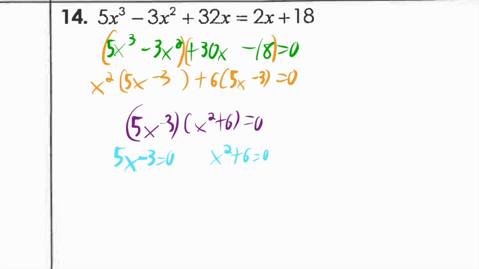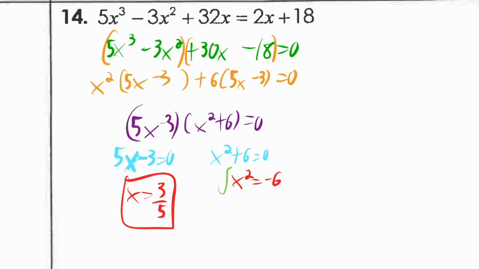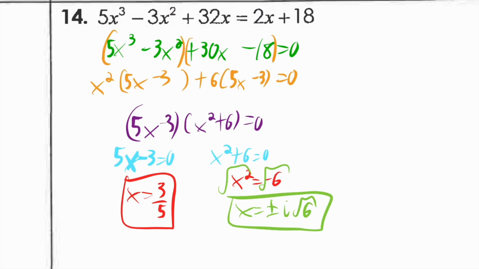Let me clarify this is minus. And I'm going to add 3 and divide by 5 and get x equals 3 over 5. Subtract 6 and I get x squared equals negative 6. Square root both sides and get x equals plus or minus i square root 6, which does not simplify any further.